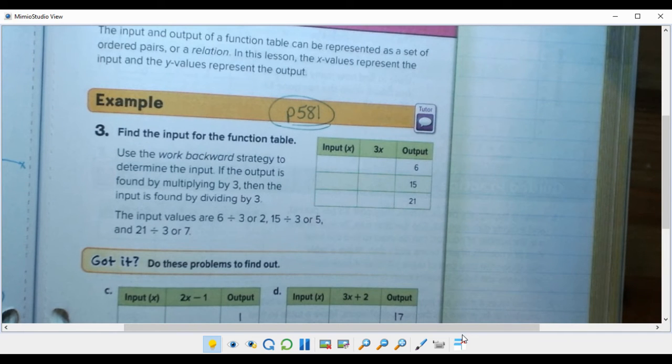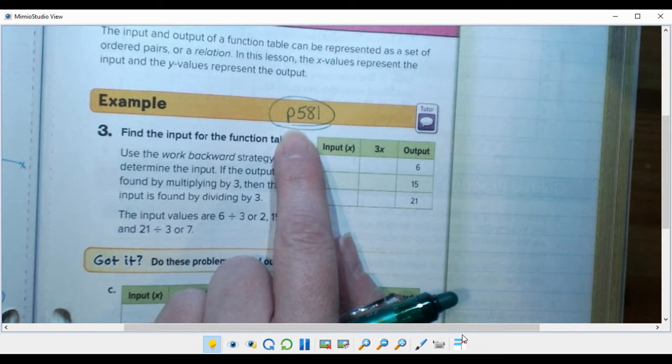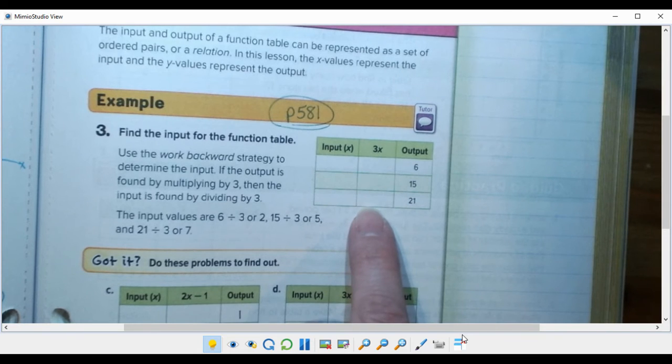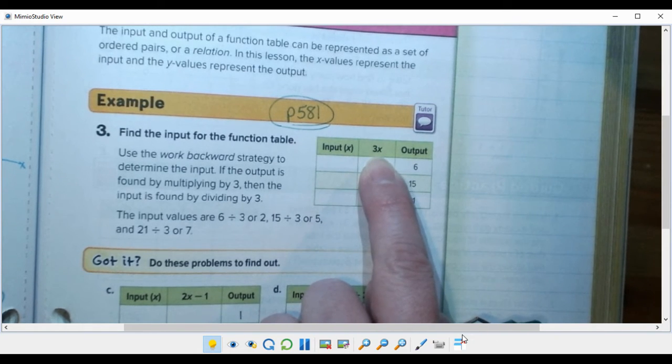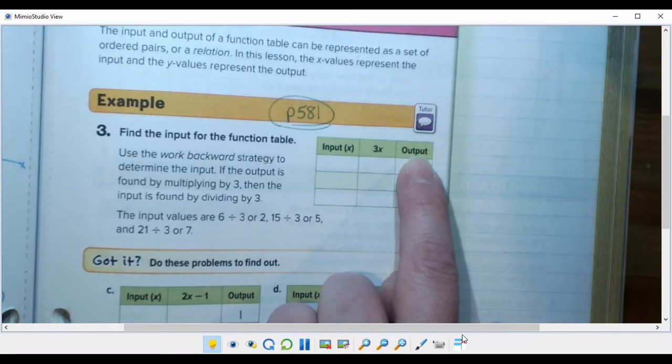We're going to continue today talking about function tables. If you want to follow along in the textbook, I'm going to be on page 581. Let's do a quick review of some vocab. This is a function table, which is a way to organize all of our work. We've got a function rule, and this is also considered a function, which has one input paired with one output.